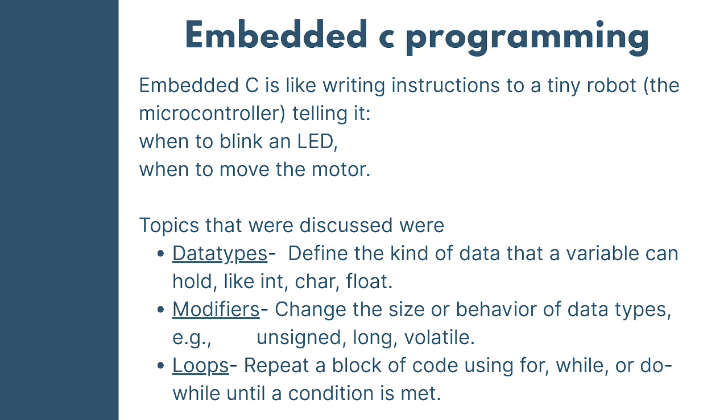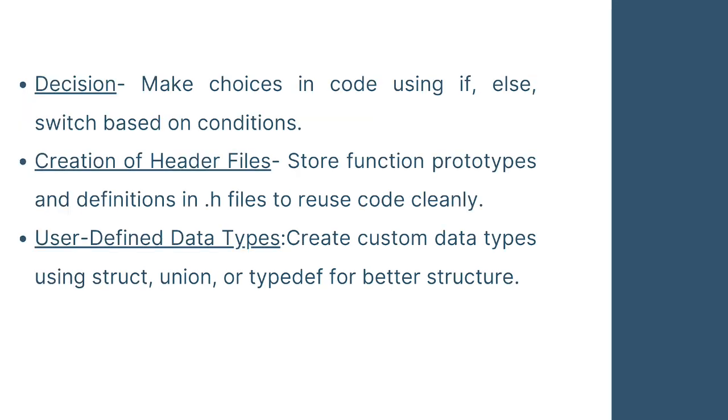Loops help us to repeat a block of code using for, while, or do-while until a condition is met. Moving on, decisions. Decisions make choices in code using if-else and switch based on a condition. Creation of header files stores function prototypes and definitions in .h files to reuse code cleanly.